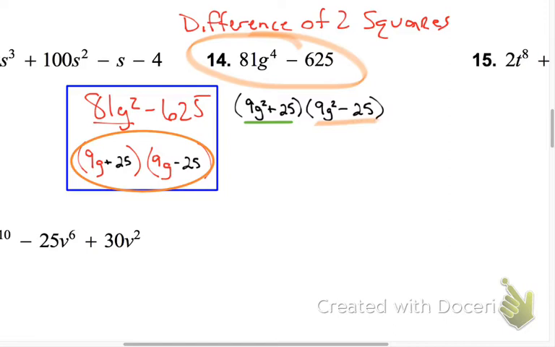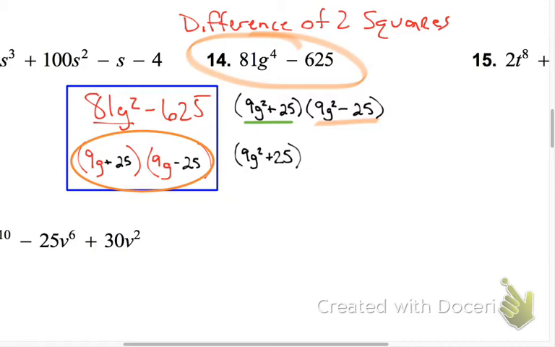Look at the other one. 9g squared minus 25. Is that a sum or a difference of two cubes? No, it's a square. Is it a difference of two squares? Yeah, so I could. I'm not going to do anything with the front one. I'm going to have 9g squared plus 25.